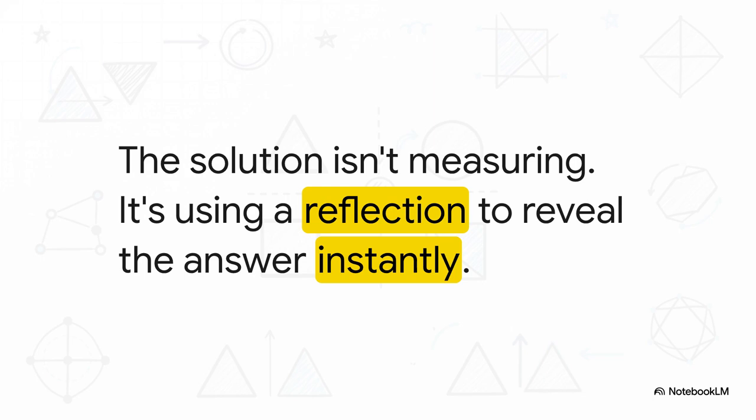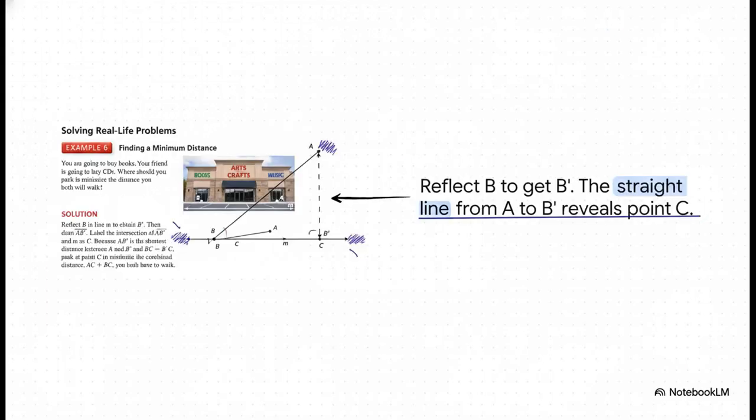I mean, you could try to guess and check, right? Park here, measure. Park over there, measure. But that would be super frustrating, and you'd probably never find the exact spot. But geometry, and specifically the reflections we've just learned, gives us this stunningly simple way to find the answer with total certainty. No guesswork needed. And here it is, the elegant solution.